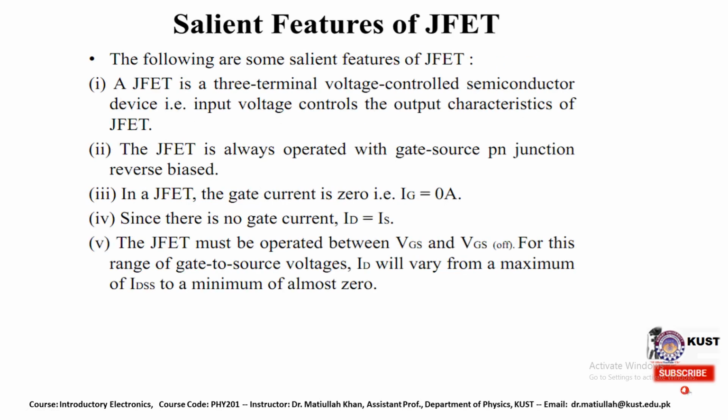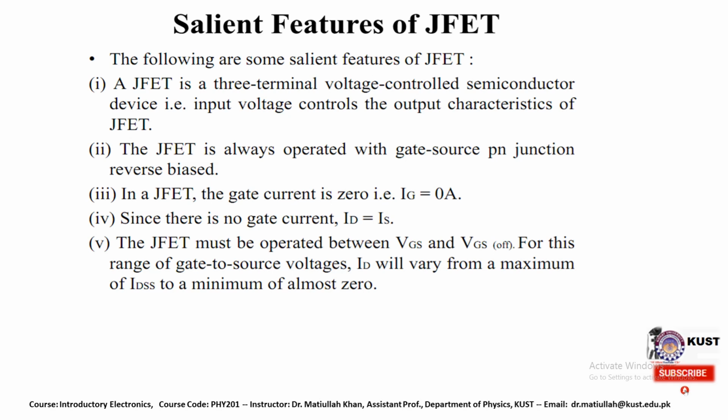There are some salient features of the junction field effect transistor. It is actually a three-dimensional voltage controlled semiconductor device. The basic objective of this device is that the input voltage controls the output characteristic of the junction field effect transistor. The other thing is that it is always operated with the gate to source PN junction reverse biased. So in a junction field effect transistor, the gate current is 0.